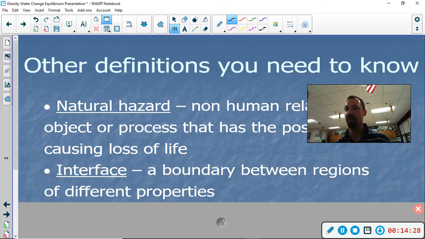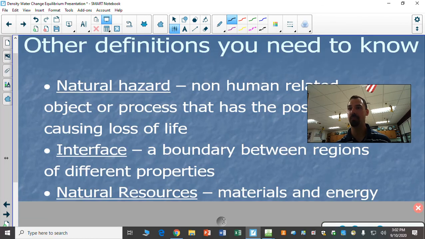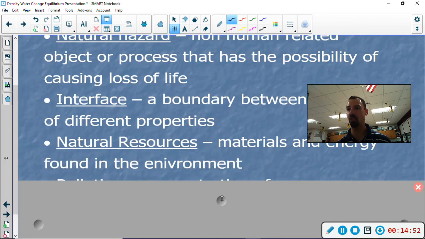Okay, interface. It's a boundary between regions of different properties. So an example in this room, you could think of the windows as an interface to the outside. It's blocking air from coming in and also preventing air from leaving. So that makes it an interface. And that makes the inside different than the outside.